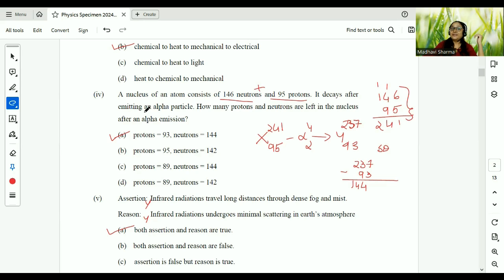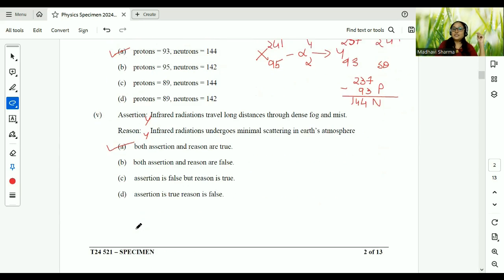It decays after emitting an alpha particle. How many protons and neutrons are left in the nucleus after an alpha emission? So 241, 95 gives out an alpha, becomes 237, 93. Out of 237, if you minus 93, 144 neutrons and 93 protons. Answer is A.